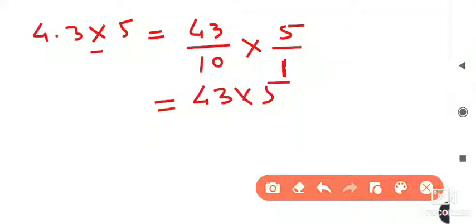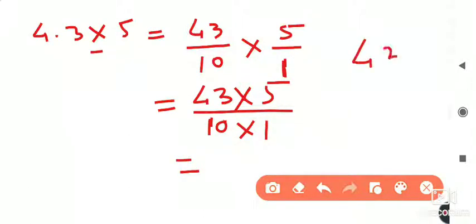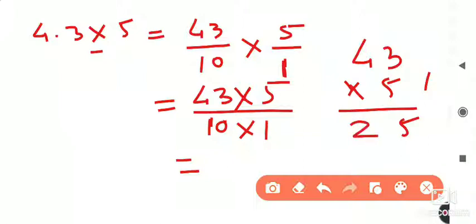43 into 5 upon 10 into 1. 10 into 1 is the denominator, so we have to write here 10 into 1. Now the multiplication: 43 into 5. 5 3s are 15, 1 carry, 5 4s are 20, and 20 plus this 1 is equal to 21. So the multiplication is 215, that is 43 into 5. So write here 215, and 10 ones are 10.